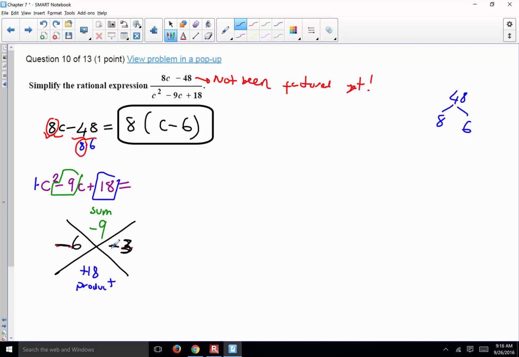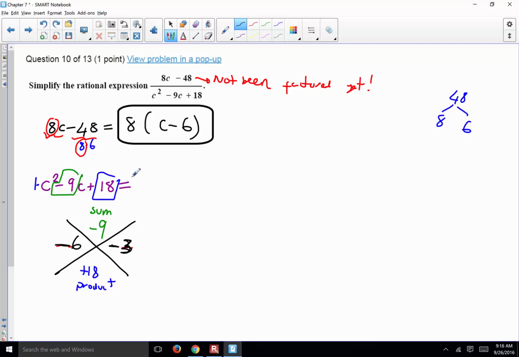Again, if you can't spot it in one shot, you have to try negative 1, negative 18, maybe positive 1, positive 18, 9, 2, negative 9, negative 2. So there are so many options. Eventually you will get there. You will catch the exact one that makes minus 9 when you add, because 9 and 2 doesn't make minus 9 when you add them.